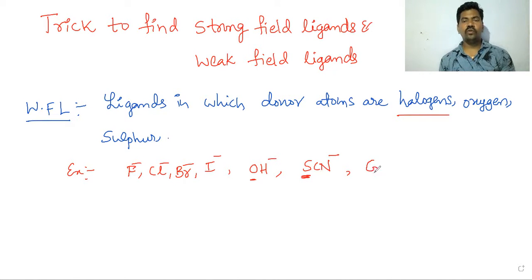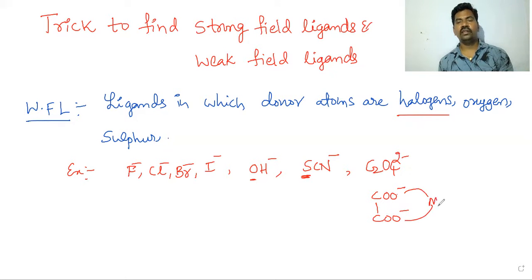Then C2O4 2 minus. The actual structure is COO minus, COO minus. Here the oxygens are donor atoms, donating electron pairs to the metal atom. So these are all weak field ligands only. Understand? Next, let us move to strong field ligands.